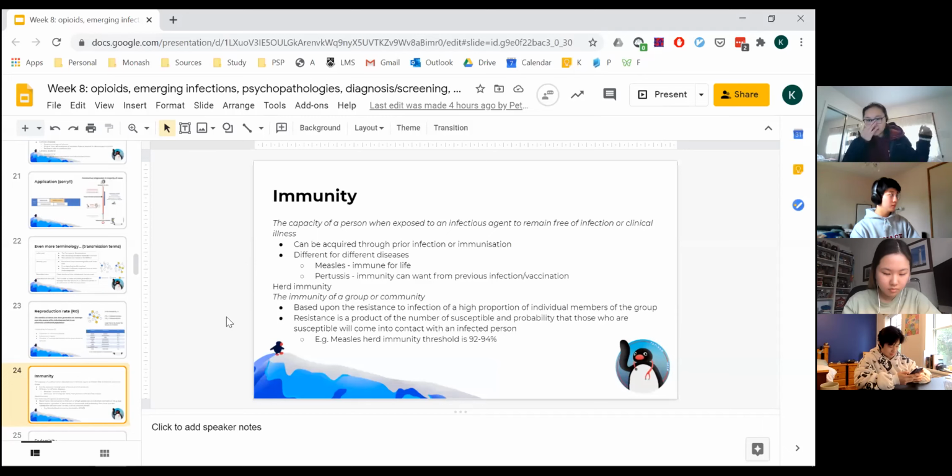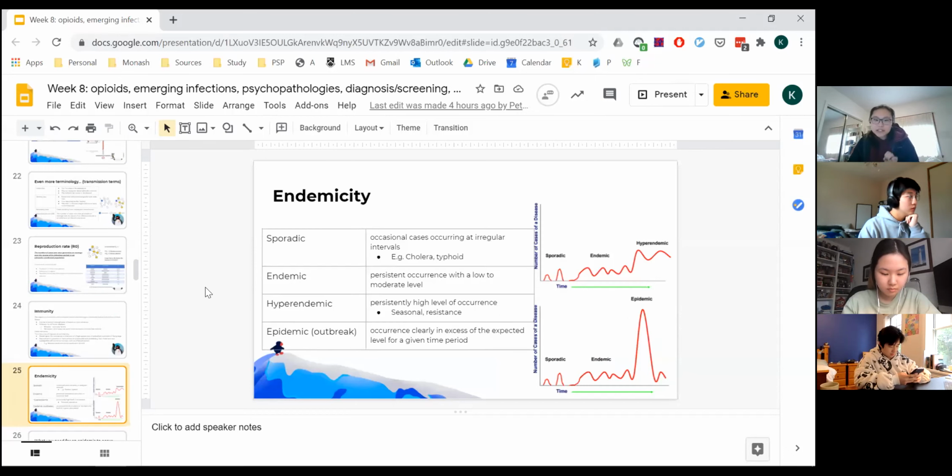Immunity, I think we already all know this. It's the capacity of a person, when exposed to an infectious agent, to stay healthy, free from infection. And you can acquire that through prior infection or immunization. Herd immunity, I hope you already all know something about that.